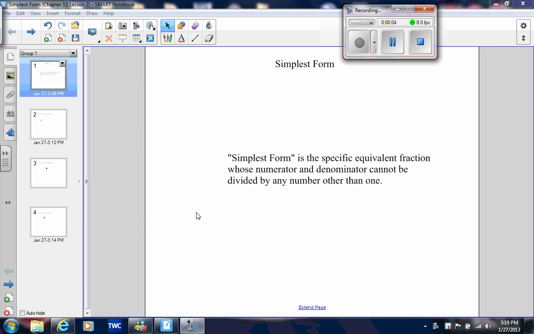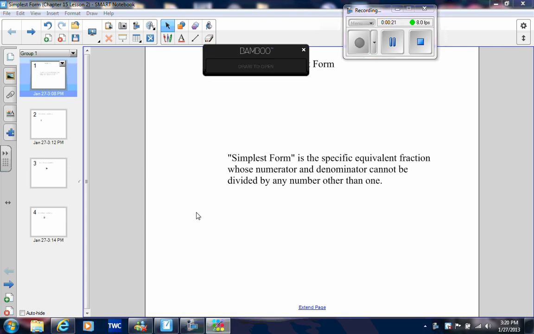Simplest form is the specific equivalent fraction whose numerator and denominator cannot be divided by any number other than 1. In the previous lesson, we talked about how you can make equivalent fractions by multiplying the numerator and the denominator by the same number, and also how you could divide each of those by the same number. On one slide I multiplied and got an equivalent fraction, and on another slide I divided and got an equivalent fraction. So that's the type of thing you're doing when we do simplest form.